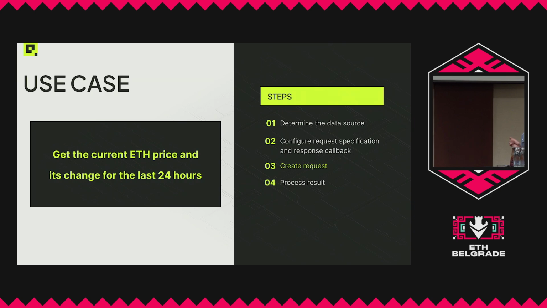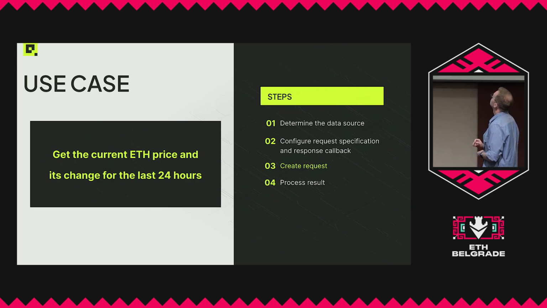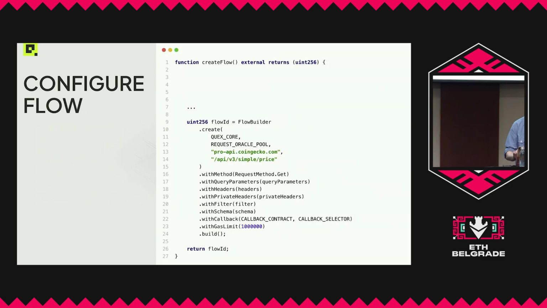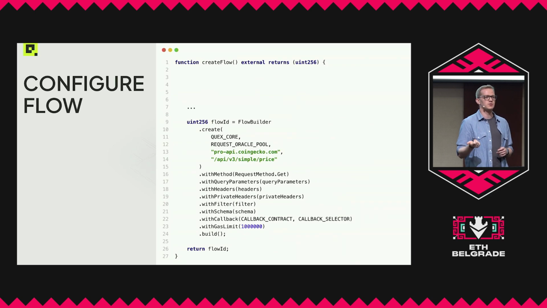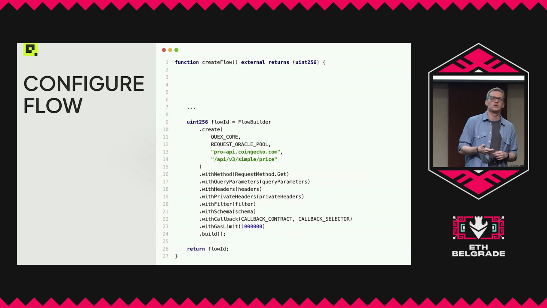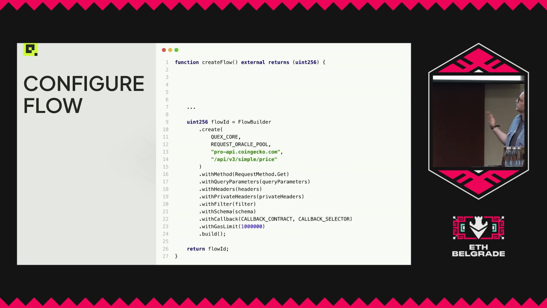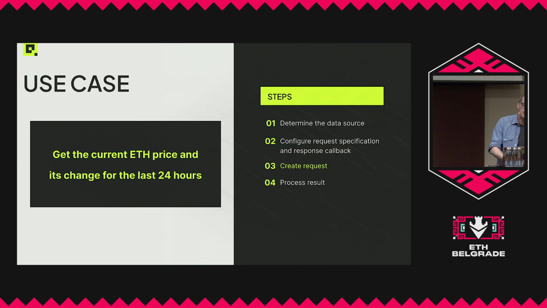So at these steps, we finished configuring the request specification. As a result, we receive a flow ID. This flow ID is reusable if you need to perform a particular request multiple times. Or you can create flow IDs anytime you need to perform a request. Both options are okay. So let's move to the next part.